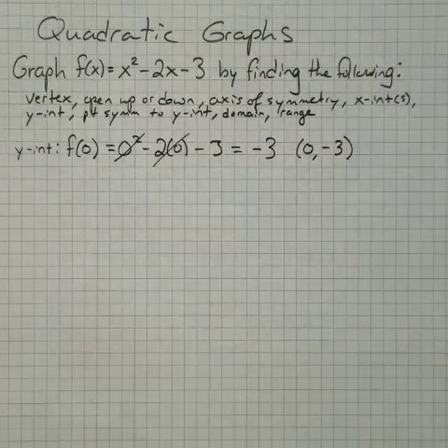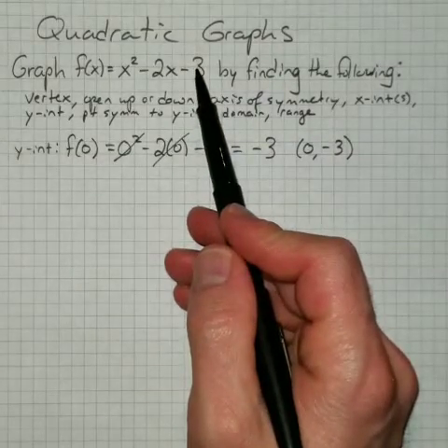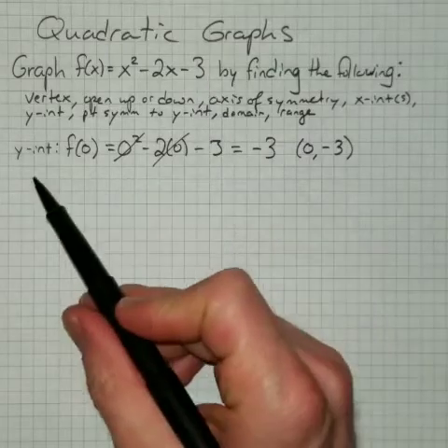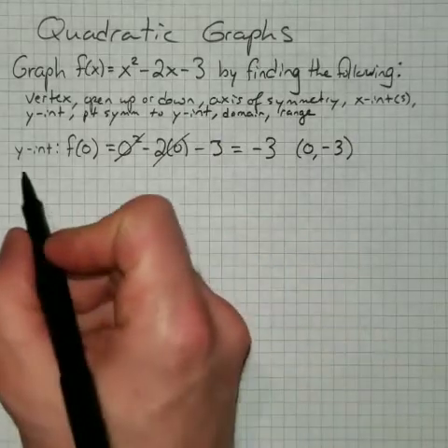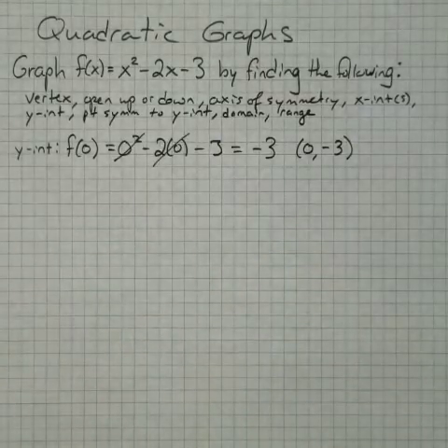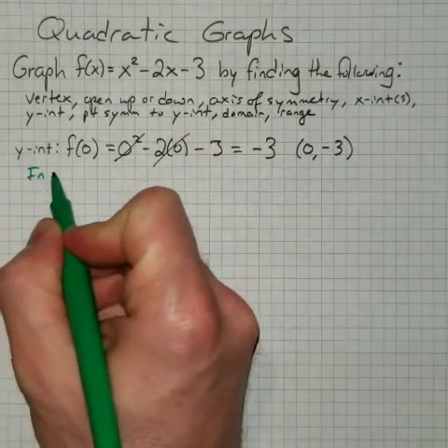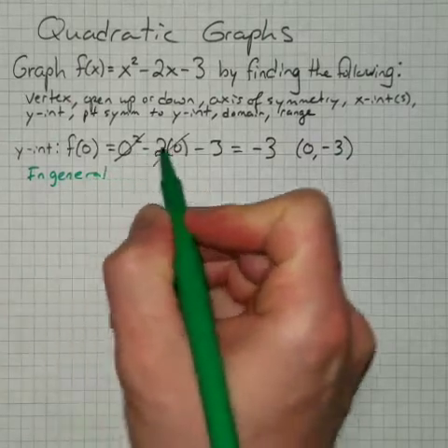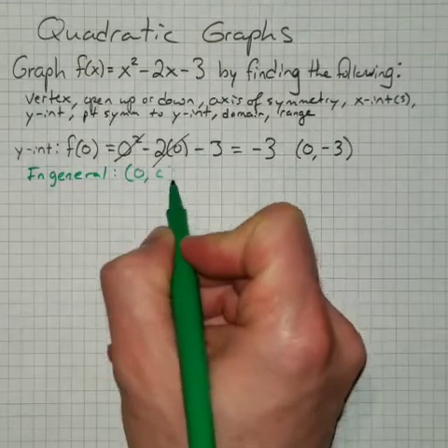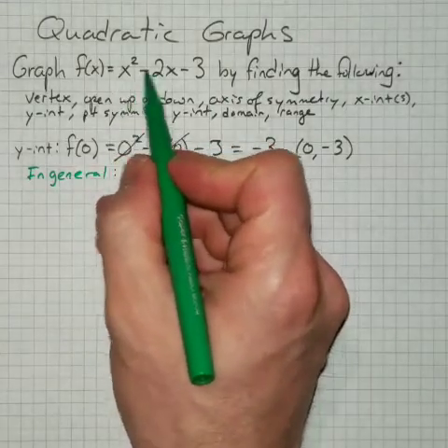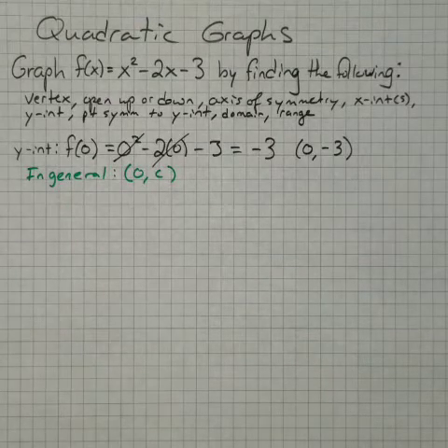Now what's interesting is that in general, the c value, the constant in the quadratic function, is going to be the y-intercept. Okay? So maybe I'll put that in here in a different color. We'll go green on this one. In general, the y-intercept is 0, c, right? The c being from the a, b, c in the standard form. Okay.